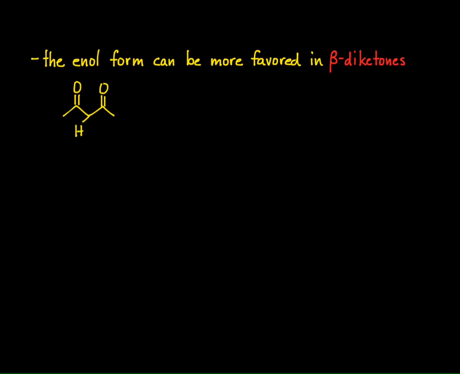Now, there are situations where the enol form can actually be more favored, and that is with beta diketones. So a beta diketone is when you have two carbonyls, and the carbonyls are beta to one another. So remember, if I'm looking at the carbonyl on the right, the carbon attached to it with the two hydrogens is the alpha carbon, and then the carbon attached to that is the beta carbon. So it's called a beta diketone.